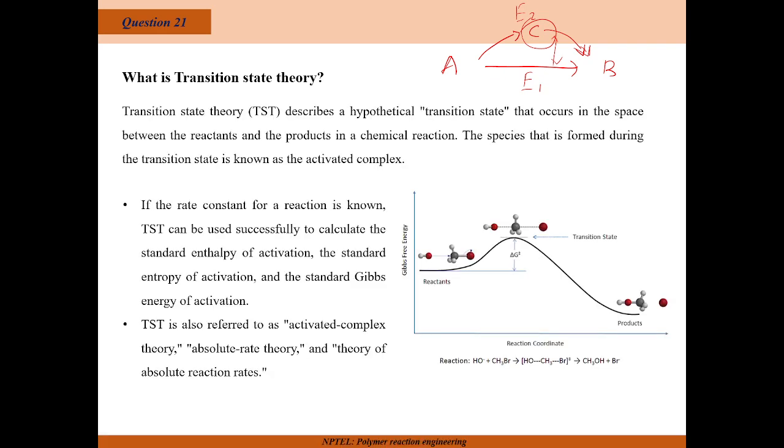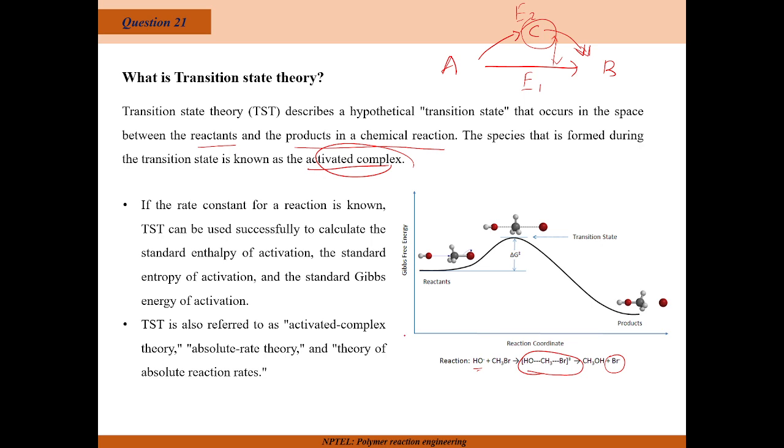Now let us have a proper definition. Transition state theory describes a transition state that will happen between reactants and products in a chemical reaction. The species formed during the transition state are known as the activated complex. You can see from this reaction, we are having hydroxide ion reacting with CH3Br, and it can form an intermediate state, and then it can form CH3OH, which is methanol, and also bromide.